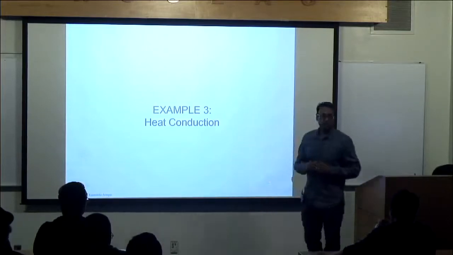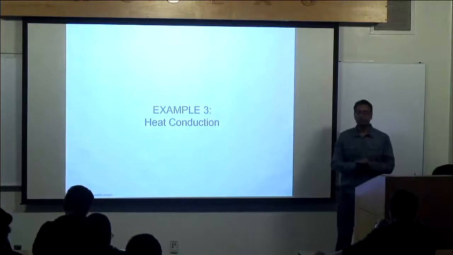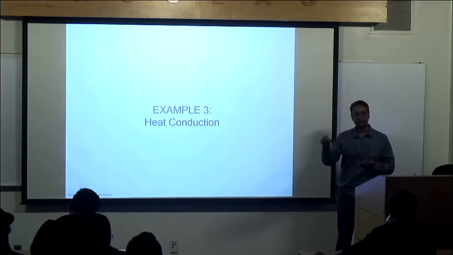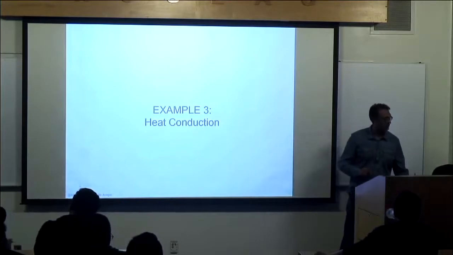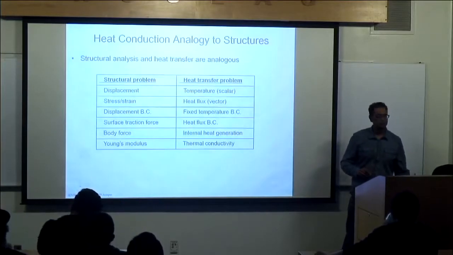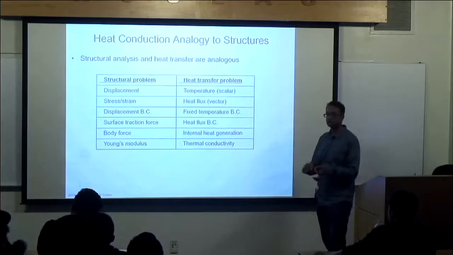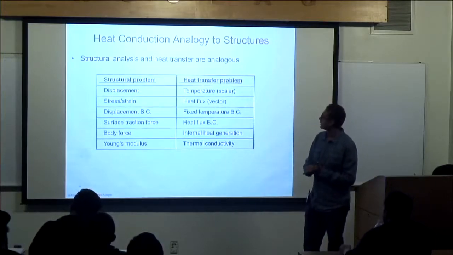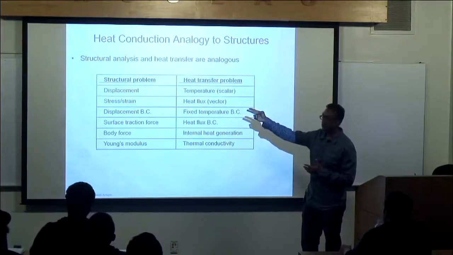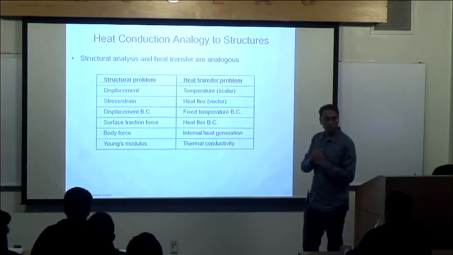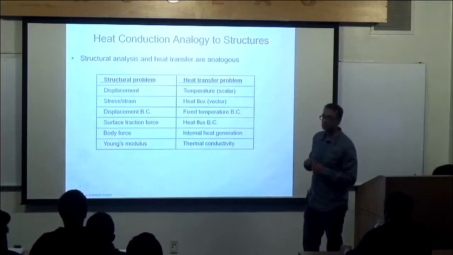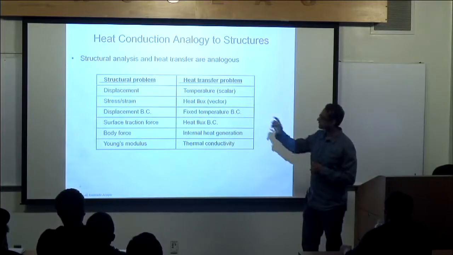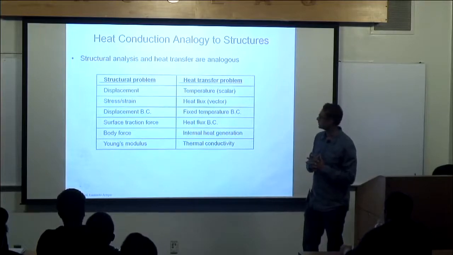So let's cover heat conduction now as example 3. Example 3 goes for many different examples. It has 3A, 3B, 3C, and so forth. So far I've shown you examples with bars, but if you want to see how this applies to heat transfer, you have displacements, typically the quantity of interest in structures. In heat transfer, you have temperature. The quantity of interest in structures is stress or strain, and then here in heat transfer is heat flux.